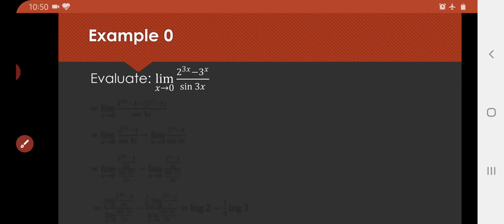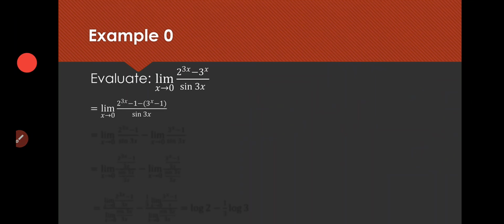Now let me do a small manipulation. Let me add 1 and subtract 1. By doing so, I have (2 to the power 3x minus 1) minus (3 to the power x minus 1), by sine 3x. Now let me separate out the two factors. If I do, this is what I get: (2 to the power 3x minus 1) by sine 3x minus (3 to the power x minus 1) by sine 3x. Now let me divide both the numerator and denominator in both cases by 3x.